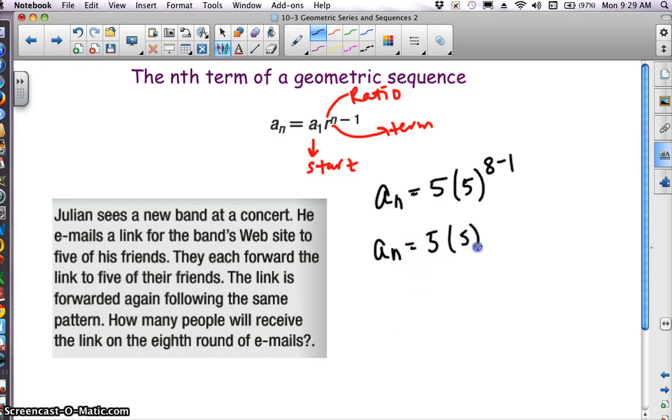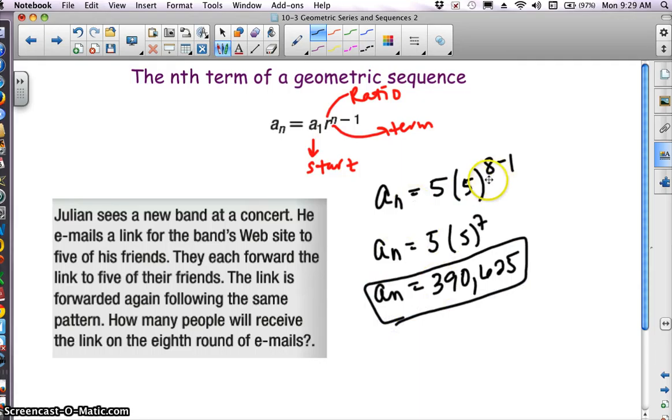So after you put this in your calculator, you should end up with 390,625 emails. Alright, so we're going to be using this formula throughout the video, so make sure you have it written down.